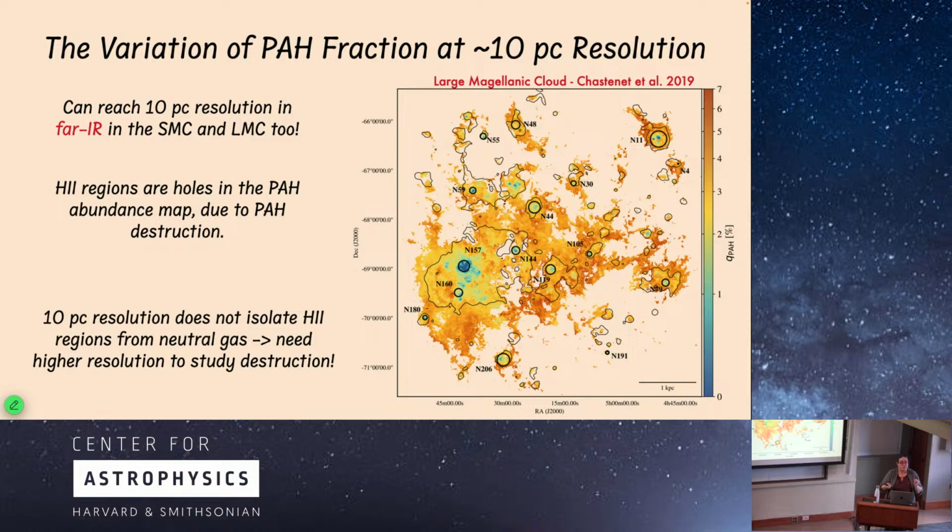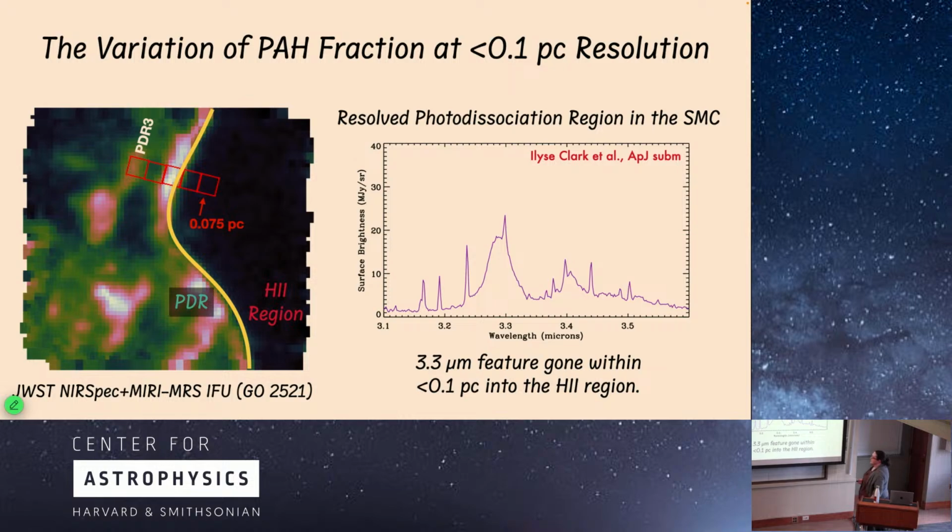We can actually zoom in even further in the Magellanic Clouds with JWST. The resolution that you get with JWST in the Magellanic Clouds is kind of mind-blowing. It's 0.00-something parsecs. Here is a region of the Small Magellanic Cloud pointing right at the edge of an H II region and the surrounding photodissociation region. This yellow line shows you basically where that boundary is.